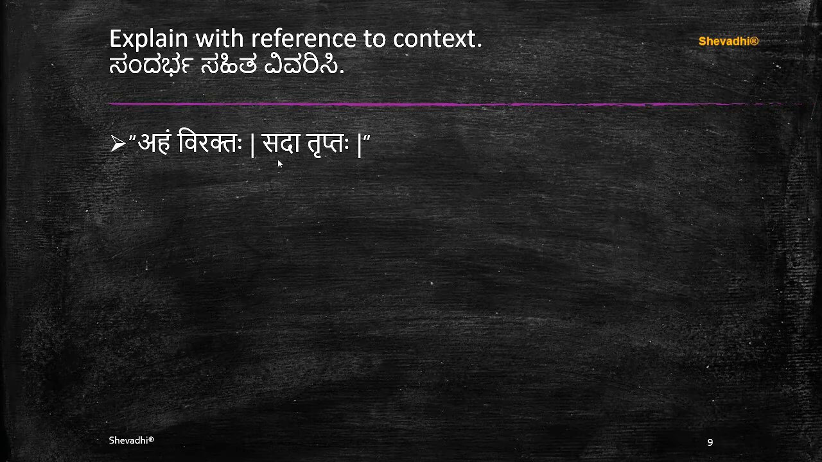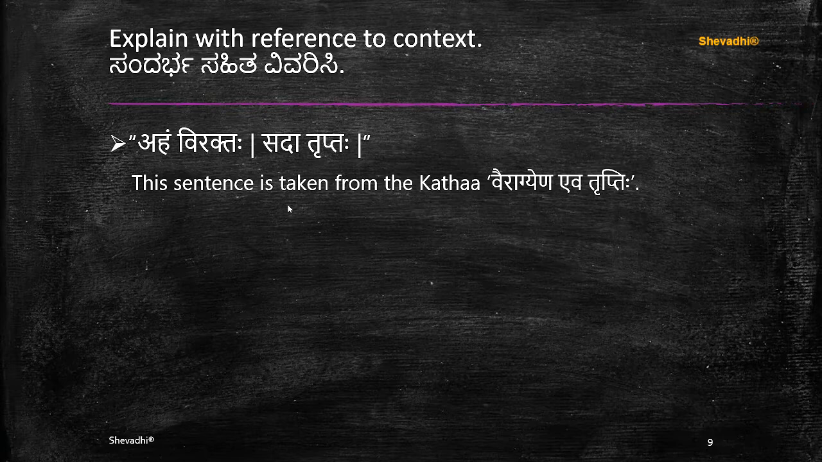Aham viraktaha sada truptaha. So this is the question. This is how a sentence taken from one of the Kathas will be given. And you have to explain that with reference to context. So if you follow this format, you will get full marks. First of all, you list the Katha, the name of the story that it is taken from. Here this sentence is taken from the Katha, Vairagyena Eva Truptihi. So this is the Katha or the story based on Chanakya and his interaction with the thieves who are trying to steal the warm clothes from his house.